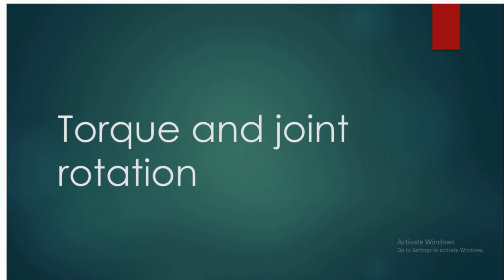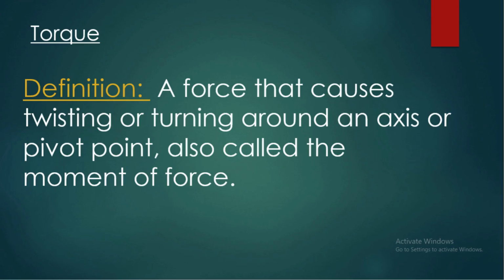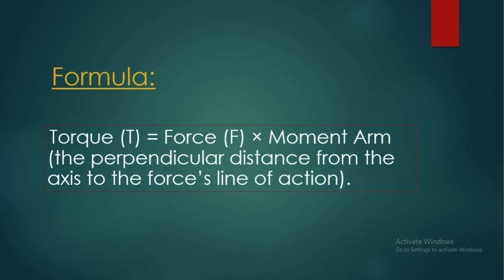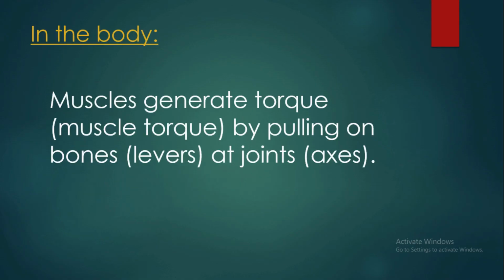Torque and joint rotation. Basically, torque is a force that causes twisting or turning around the axis of a joint, also called the moment of force. The formula of torque is equal to force times moment arm, which is basically the perpendicular distance from the axis to the force.